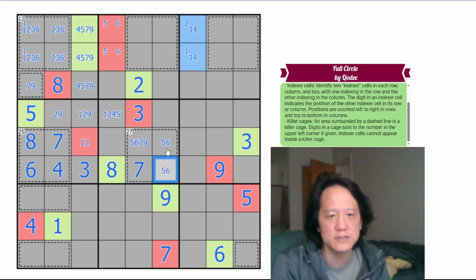That eliminates 6 here, so it's 5 and 6. This has to be 9 then. And this cannot be 5. It's 1, 2, or 4. This is 1, 2, or 4. This cannot be this referencing. This has to reference 6. So this is 6. We have 1 or 2 here. This must be a 1, 2 pair in row 6.